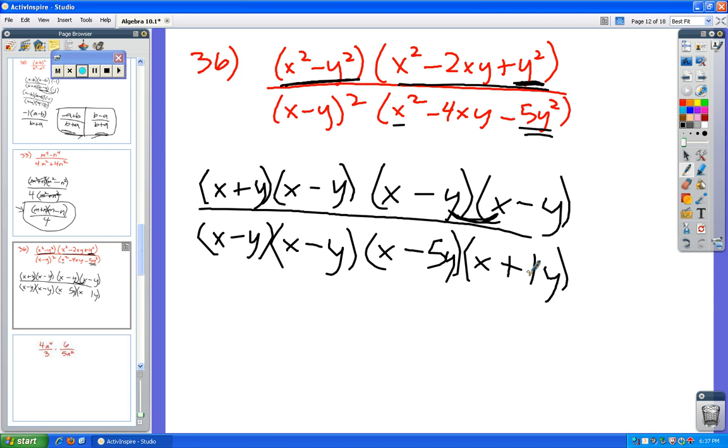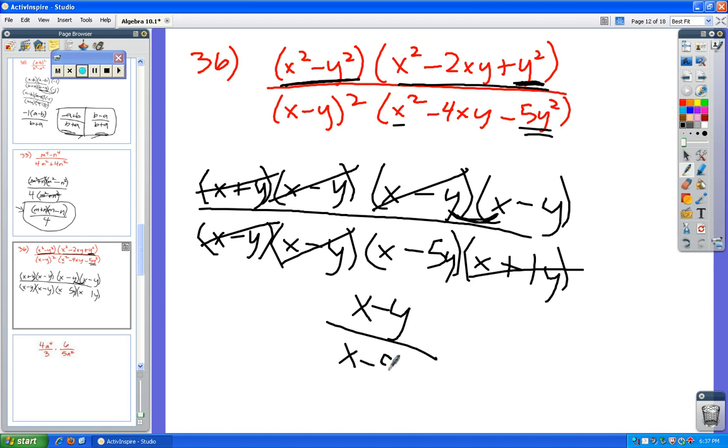Now we start canceling stuff. X minus y's cancel. X minus y's cancel. X plus y's cancel. And there's nothing left. X minus y is left on the top. X minus 5y is on the bottom.